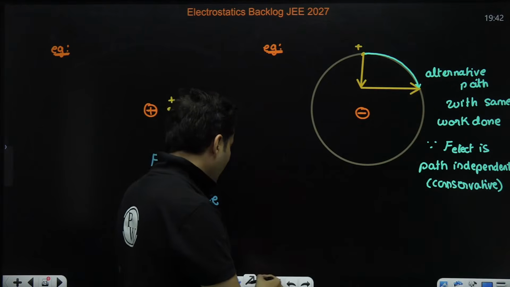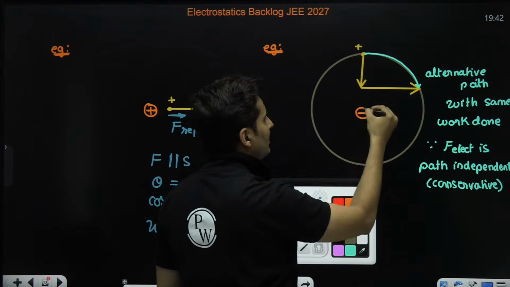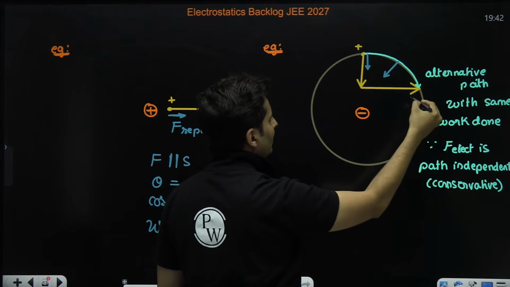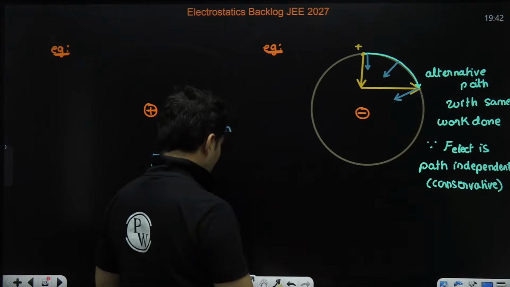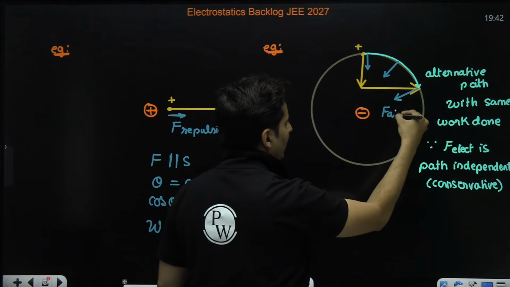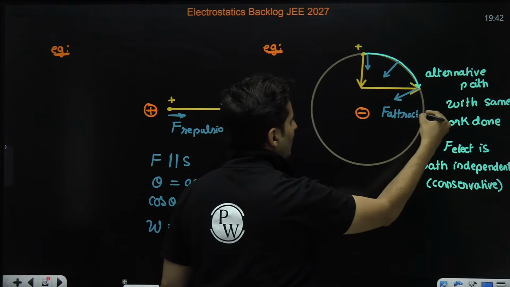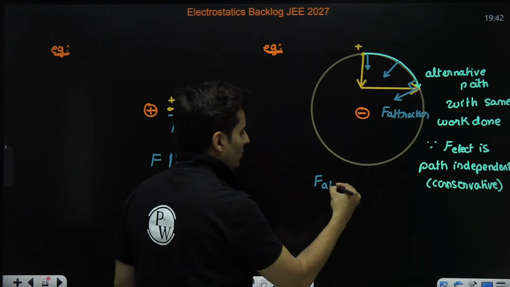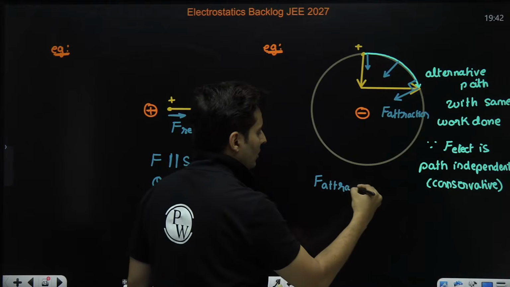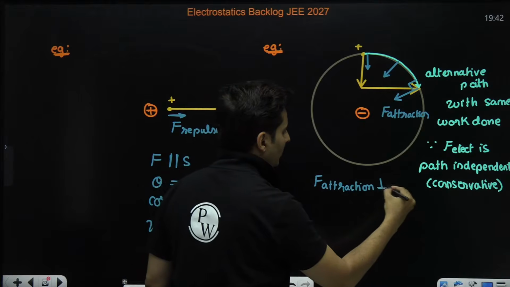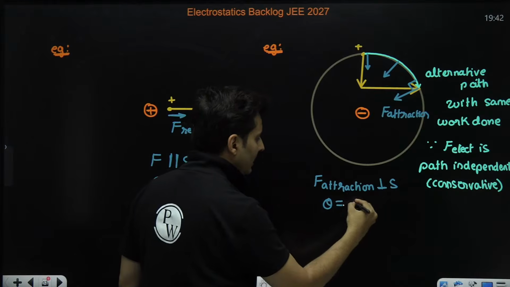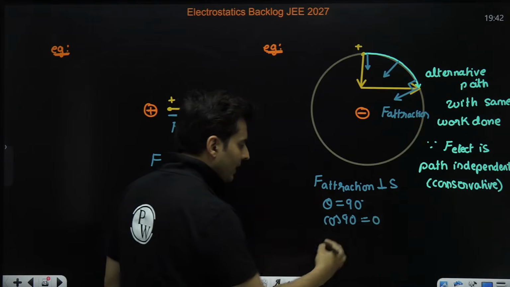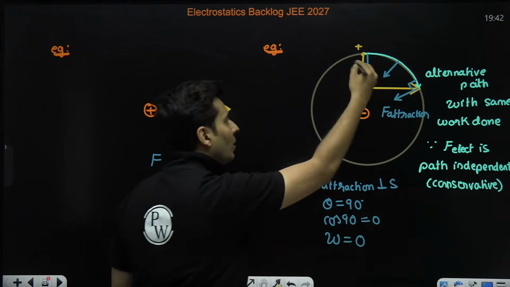Now in that path, you will notice that this positive and negative will always attract each other like this. Yeah, there will be an attractive force. And guess what? This particular attraction would be always perpendicular to the displacement. This force of attraction is always going to be perpendicular to the displacement. That means theta is 90. That means cos 90 is 0. So always the work is 0. So the work done will be 0 in this scenario.